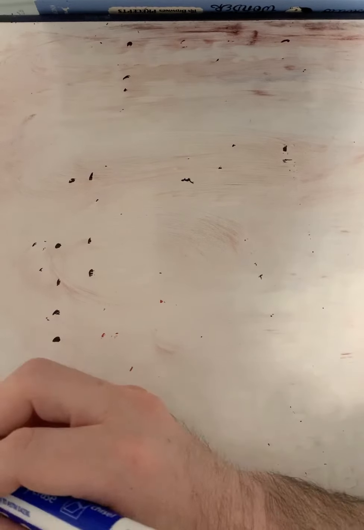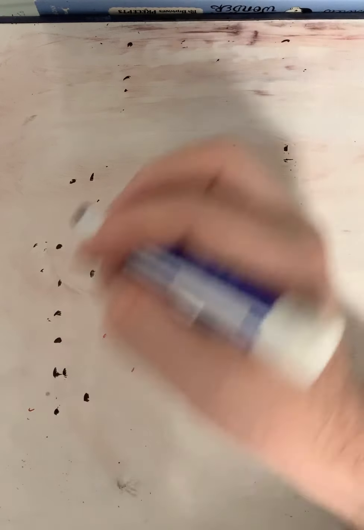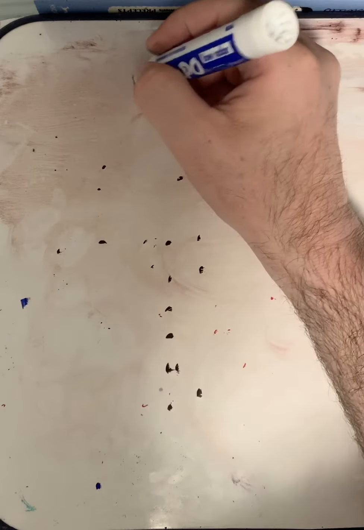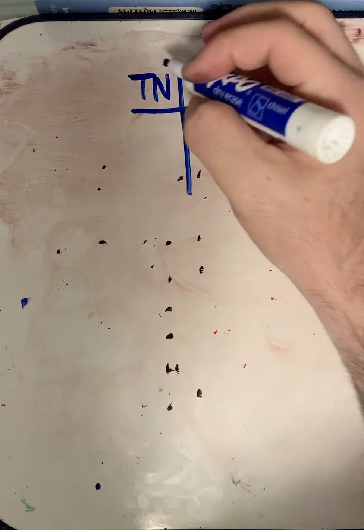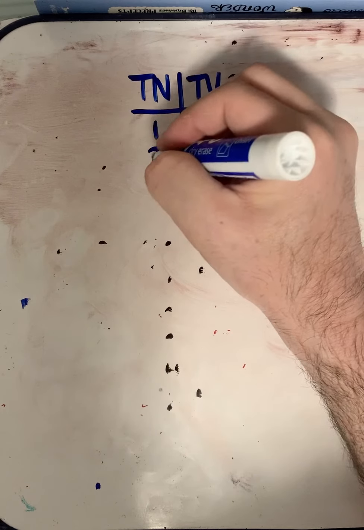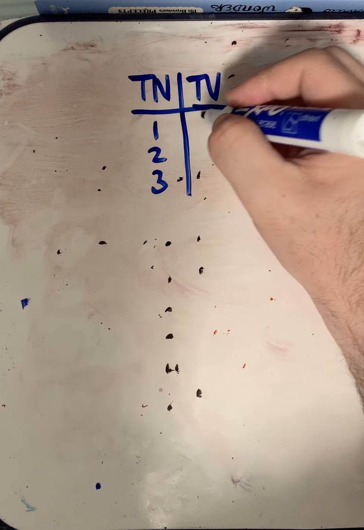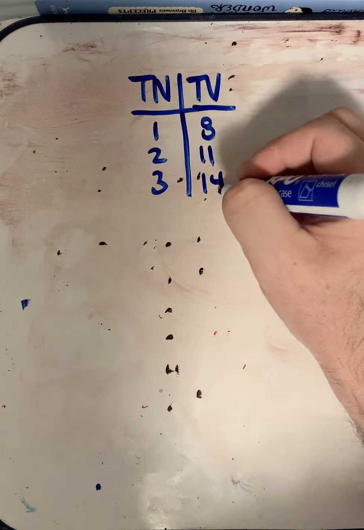Okay, so here's the chart. So this is gonna be a 3-step process here. We've got 3 numbers that we're gonna be using, 1, 2, and 3. And it's gonna be 8, 11, and 14.